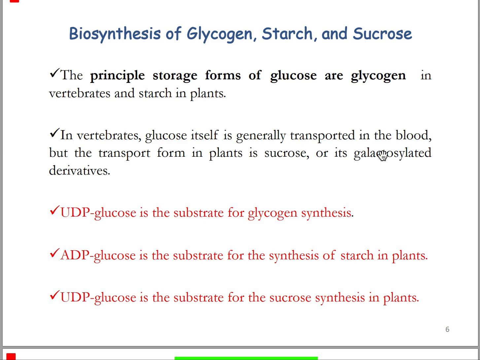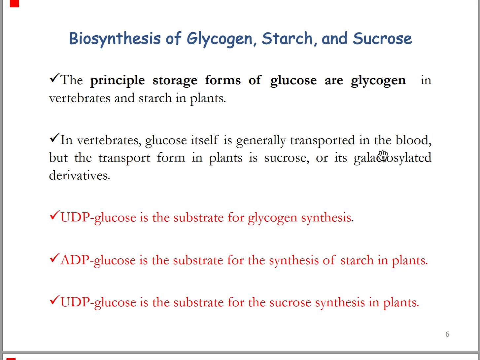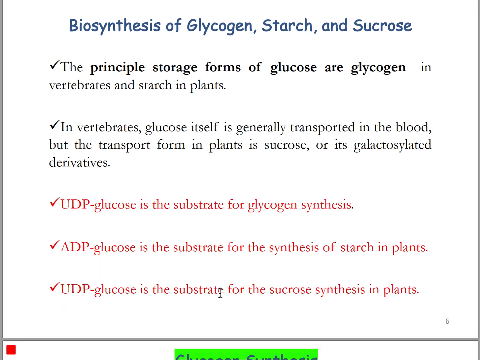Biosynthesis of glucose, starch and sucrose depends on three important factors. The principal storage form of glucose is glycogen in vertebrates and starch in plants. In vertebrates, glucose itself is generally transported in the blood, but the transported form in plants is sucrose or its glycosylated derivatives. The UDP glucose is the substrate for glycogen synthesis, and ADP glucose is the substrate for synthesis of starch in plants, and also UDP glucose is the substrate for synthesis of sucrose in plants.